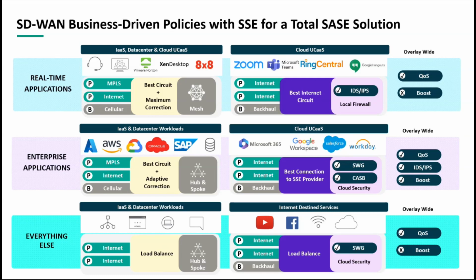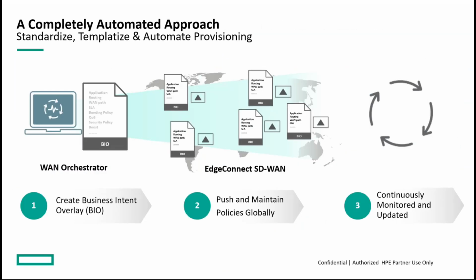Now, the reason I went through all this is, it's the most heavy slide I have in this deck, because there's a lot of power behind this single business intent overlay. Because when you configure them, you're going to deploy these out to your entire network, and it's going to maintain and keep a global policy. So when your security settings change or something gets added to it, it's constantly monitoring and maintaining this through all of your locations. So you're always staying in sync across the board.